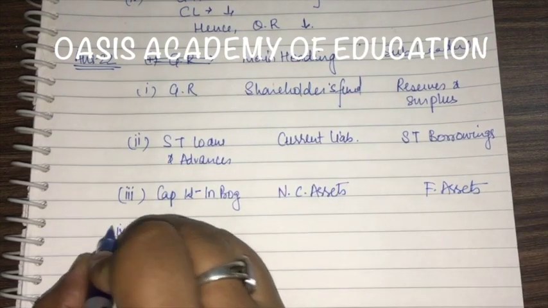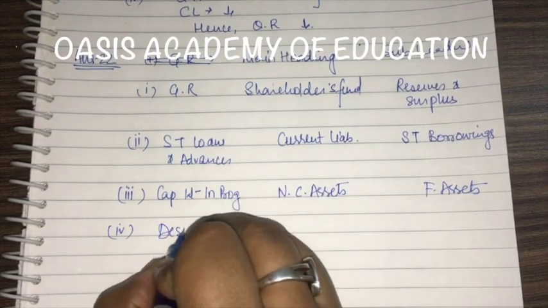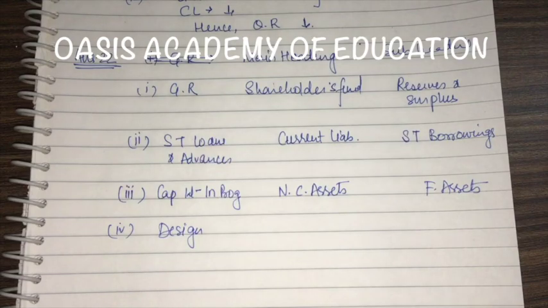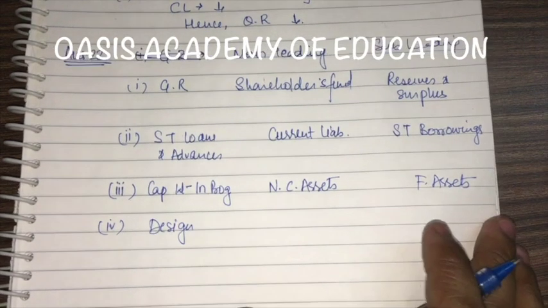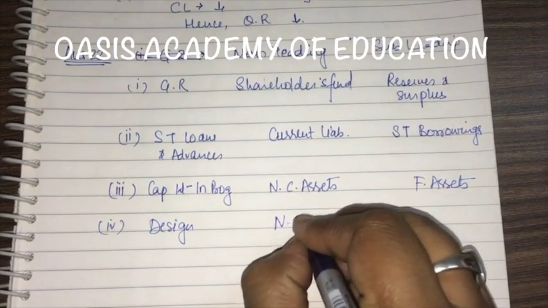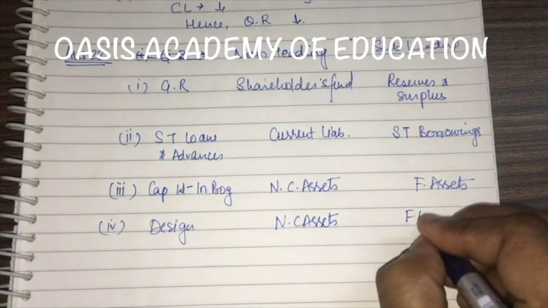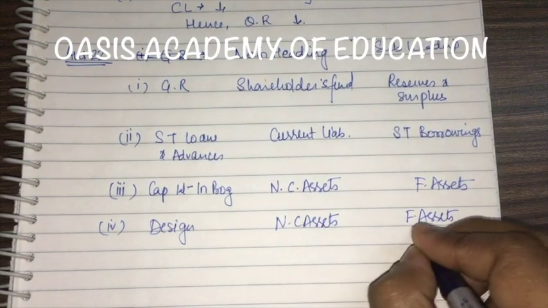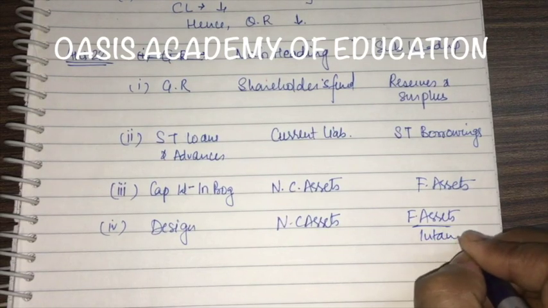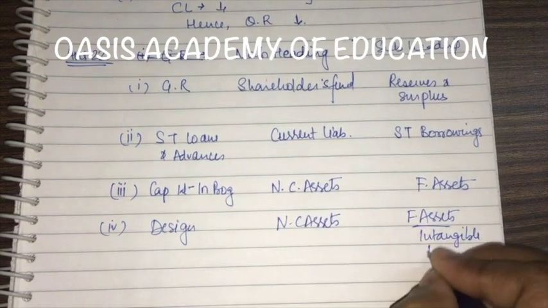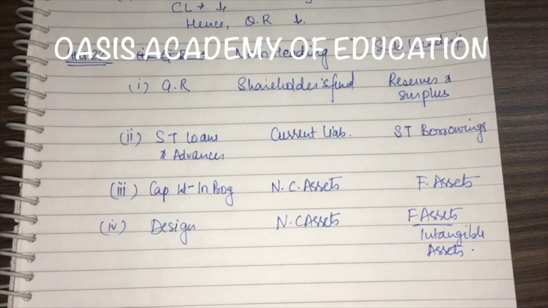The last part is design. Now design usually आपके intangible assets होते हैं, so again non-current assets under fixed assets जहाँ पर हम heading देते हैं intangible assets की, right.